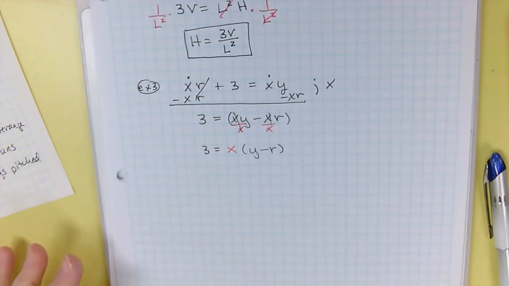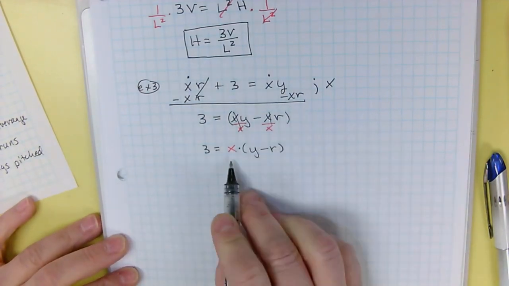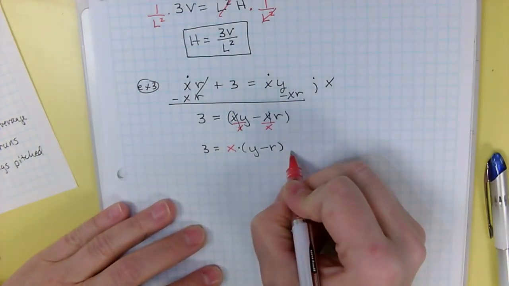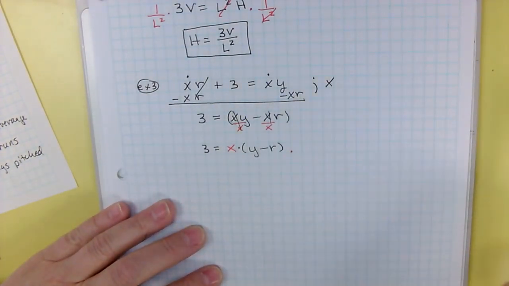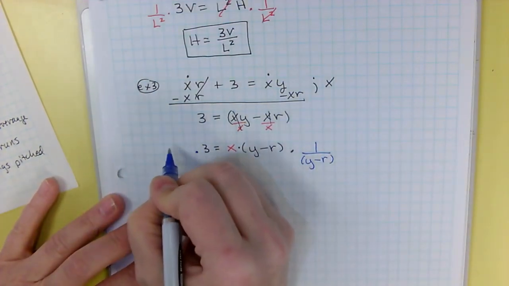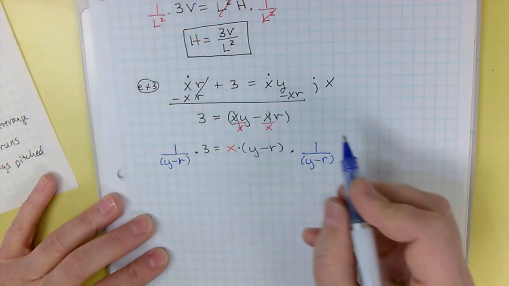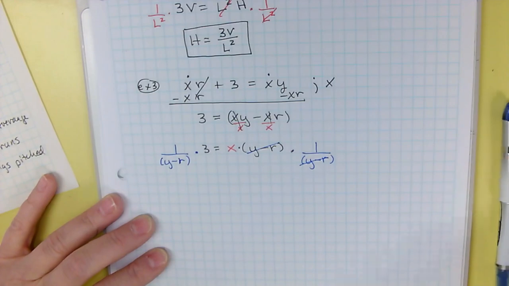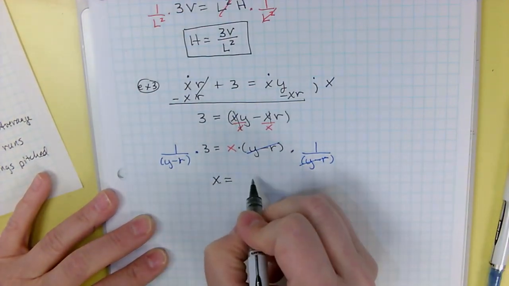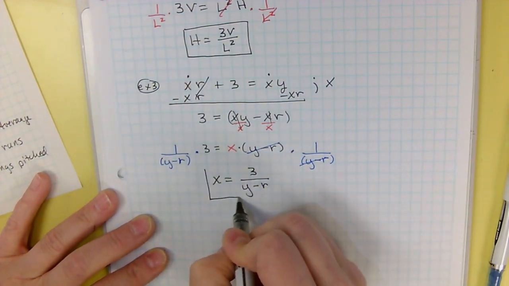Okay, now I need to remove the Y minus R. X and the Y minus R are being multiplied. That's because you have a monomial against a parentheses. So we're going to use the reciprocal. We're going to multiply by 1 over Y minus R on both sides. This will make the Y minus R cancel on the left. X will be alone. Tops times tops, bottoms times bottoms. I get 3 over Y minus R.